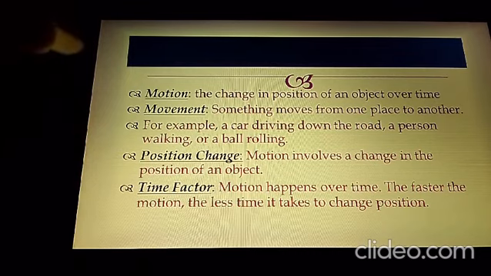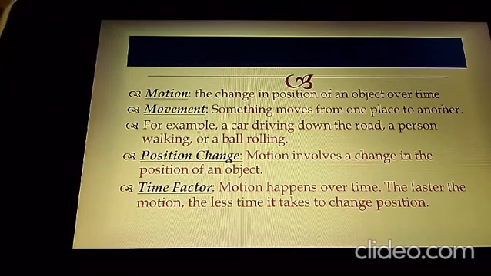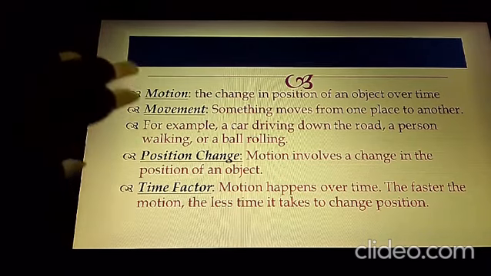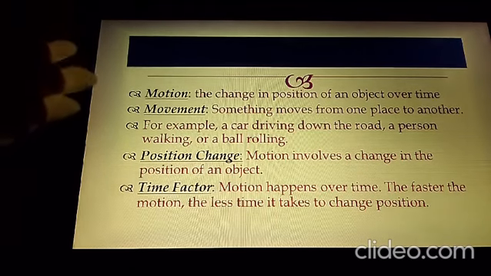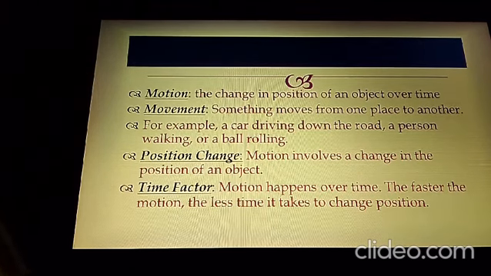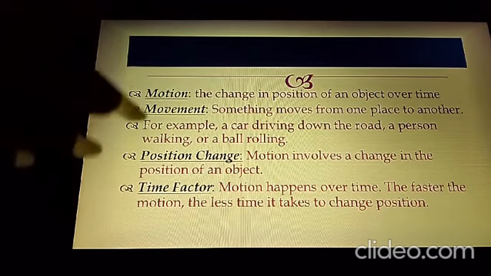The last one is the time factor: motion happens over time. The faster the motion, the less time it takes to change the position. For example, if we move towards a market from our house faster in a car, we will change our position in a short time. But if we move slowly, then we change our position in more time due to the slow moving of our car.